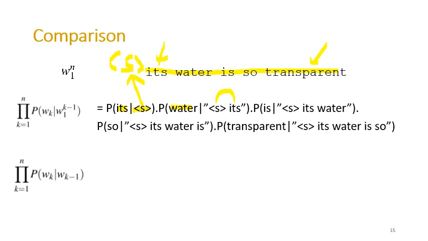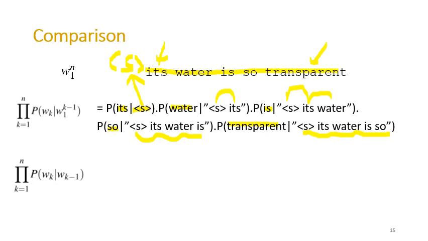The third word is "is", given that the history is start, its, water. And then the fourth word is "so", given the history is the start symbol, its, water, is. Then "transparent", given the history, which is getting longer: start, its, water, is, so. So you see that the history is getting longer and longer, and so it's difficult to count. Sometimes we have not seen those sequences before. So that is without bigram approximation.